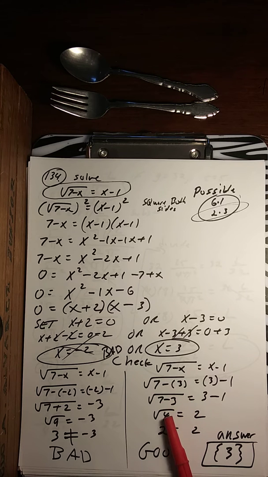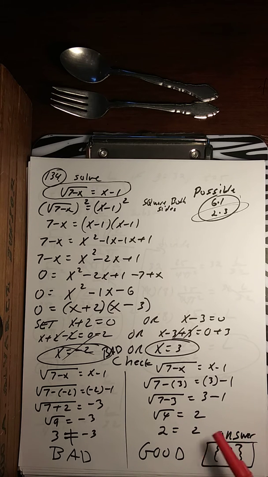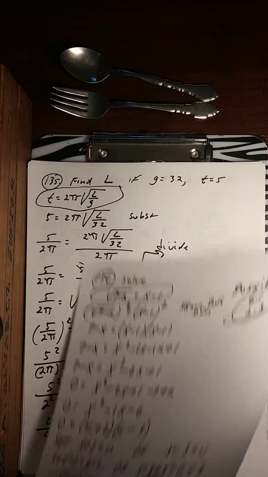Try the other number, 3. 7 minus 3 is going to be 4. Square root of 4 is 2. Does that work? And then 3 minus 1 is 2. 2 matches 2. Yes, good. The answer is what? Just the 3. Okay, this is an extraneous solution. That means bad. Good, bad.